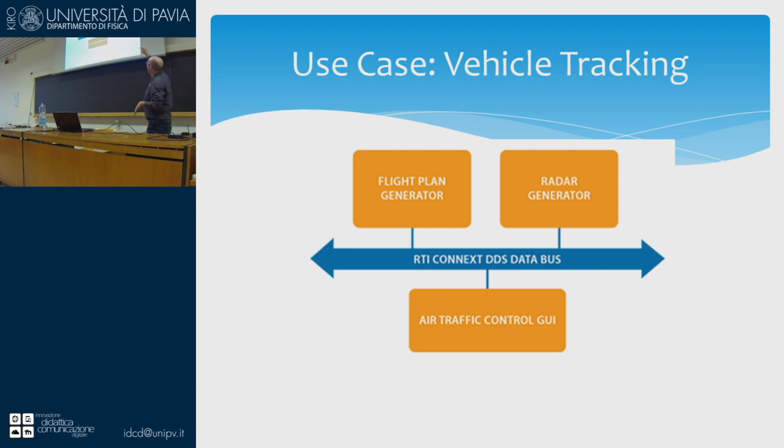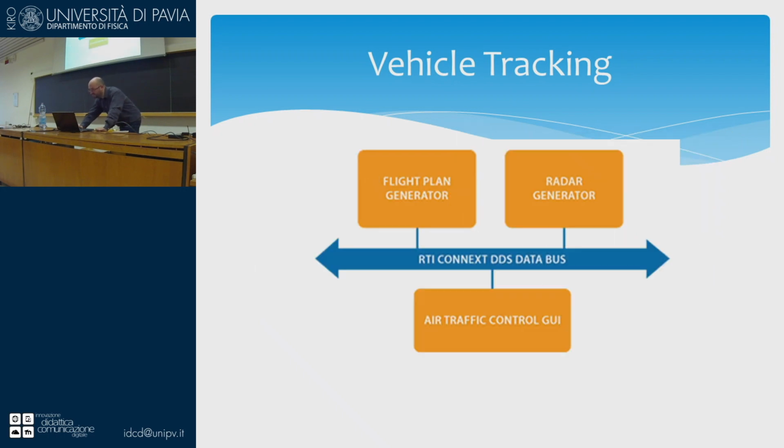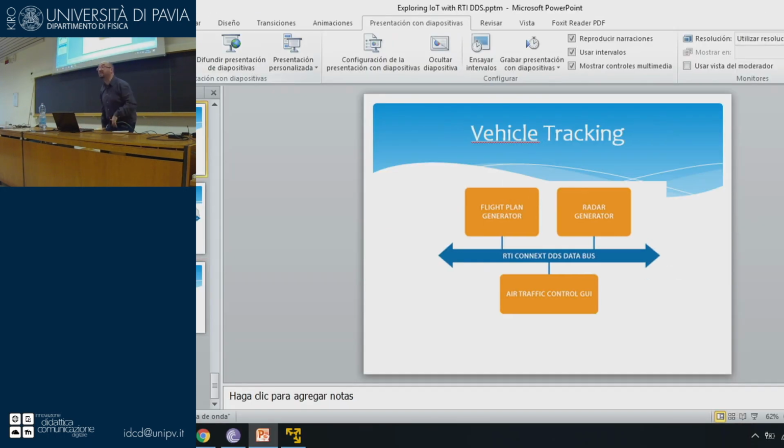And we want to update from the flight generator the radar generator, the air traffic control guy. Okay? So the responsibilities are the following. The flight generation sends to the bus the flight plans for multiple aircraft. The radar receives the plan for multiple aircraft and tracks the flights. Okay? And then let's see the demo.